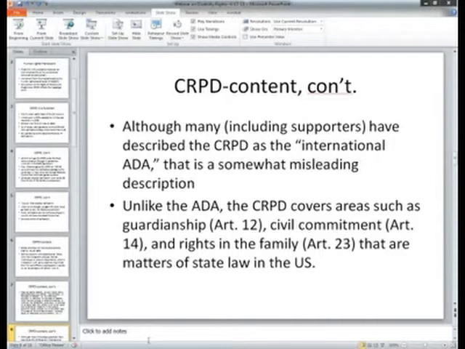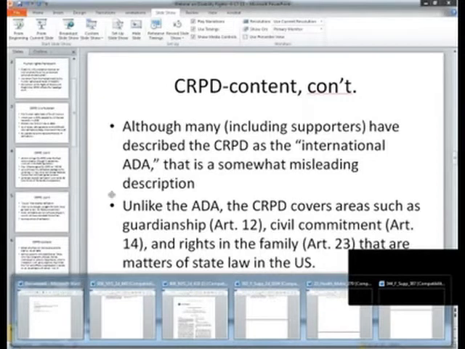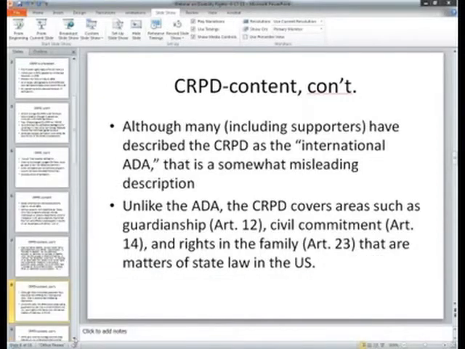guardianship law. That's also true for Article 14, which is the article on deprivation of liberty, or liberty and security of the person. That would be more or less equivalent to a civil commitment statute, or among other aspects would include that. And that, again, as many of you know, is primarily a function of state law. Article 23, which talks about rights of individuals in the family. Again, these are areas, and there are others, which primarily for us are issues of state law and would not be primarily, at least, an issue that would come up in the ADA.